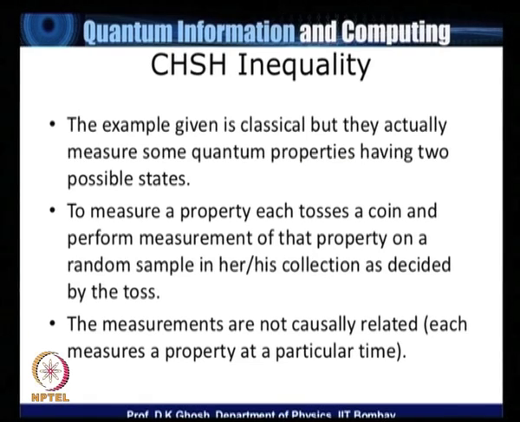Now, what do they do? Firstly, they decide to measure a property at random. Alice takes a coin and tosses it: if it is head, she looks at the color, and if it is tail, she looks at the size. Likewise, Bob does an independent experiment, tossing a coin. If it is head, he looks at the price; if it is tail, he looks at the quality of the fabric and gets a result. They keep track of these results. At the same instant, Alice measures one property and Bob measures another property. These are not causally related, because we assume Bob and Alice are separated by a space-like distance.